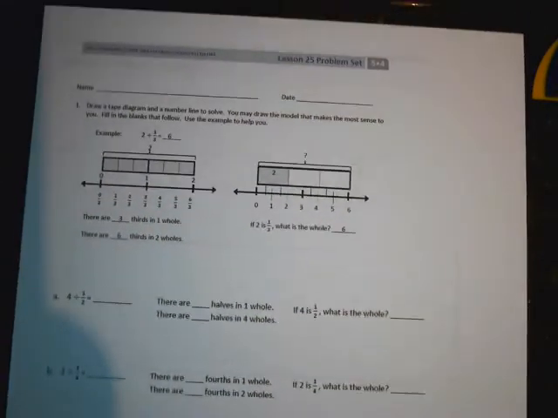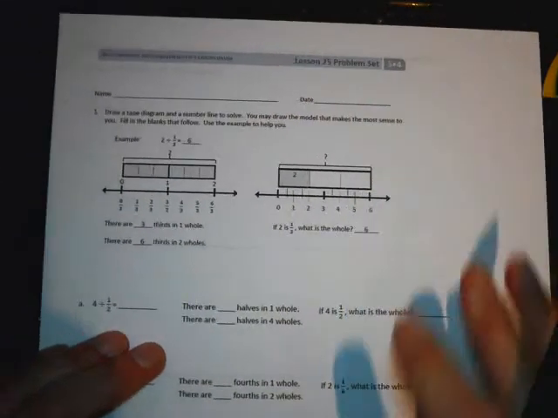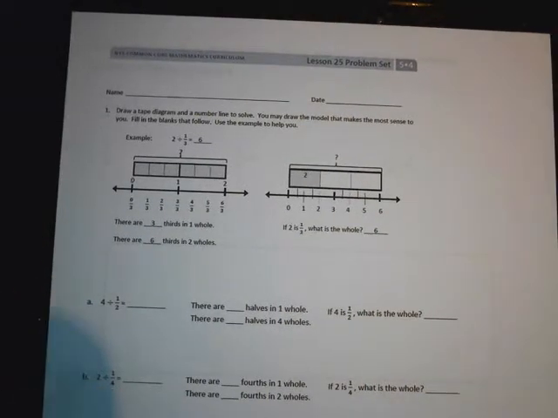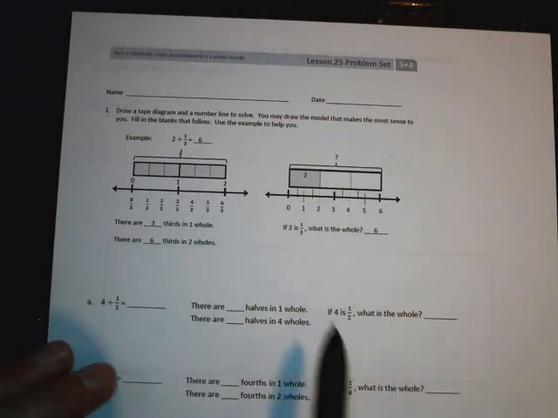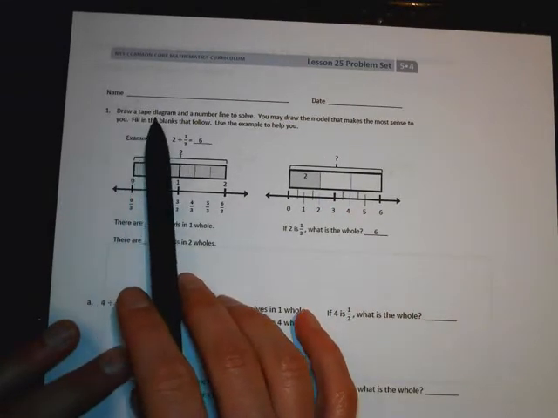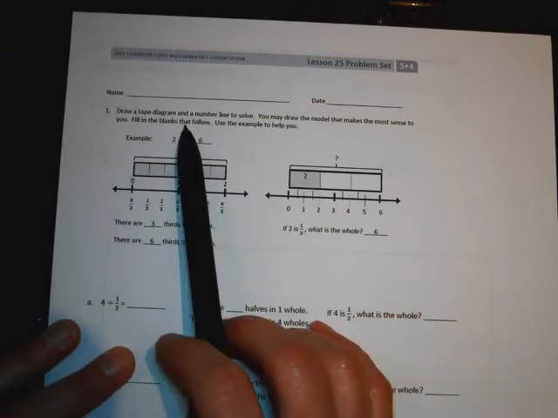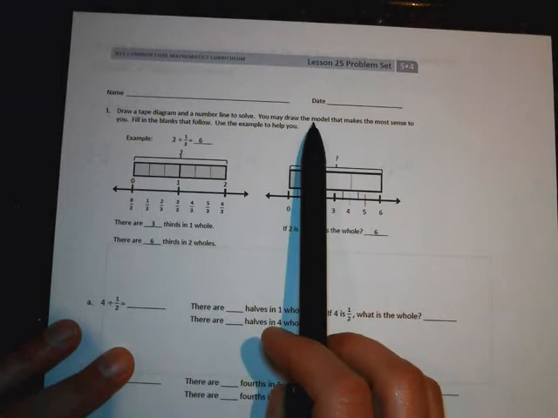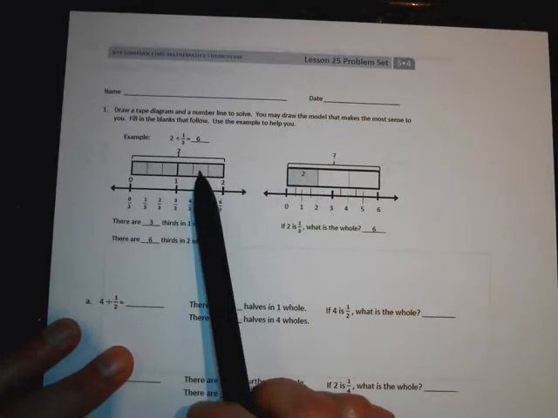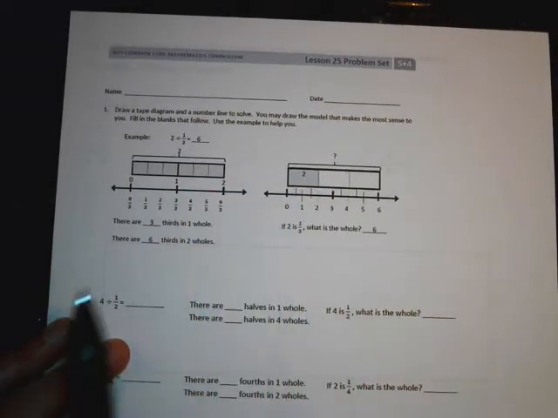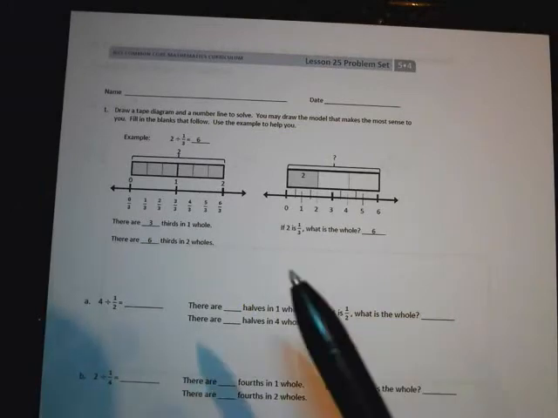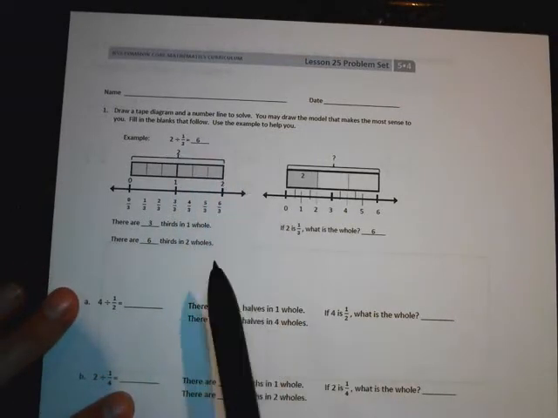All right. Okay. So again, 5th grade. We're looking at some 5th grade work. A lot of fraction work with manipulatives in 5th grade. So let's do this first part and then we'll concentrate on the second part because it says draw a tape diagram, right? We've talked about tape diagrams, and a number line to solve. So you may draw the model, either this one or this one, that makes the most sense to you. Okay? Fill in the blanks. Use the example to help you.